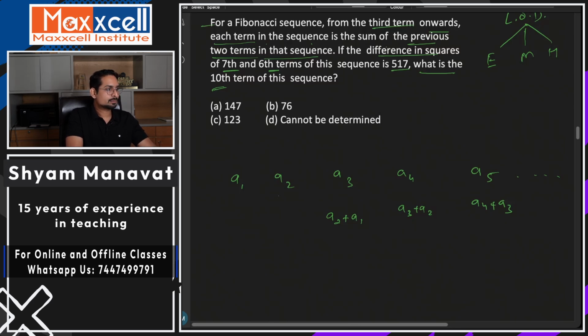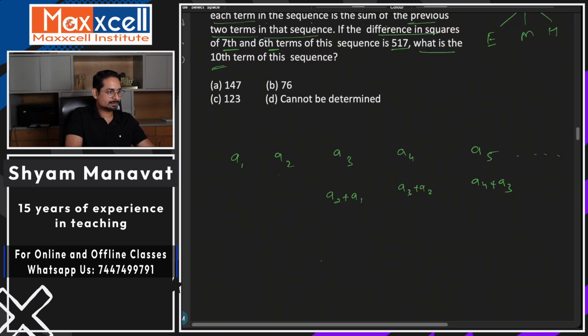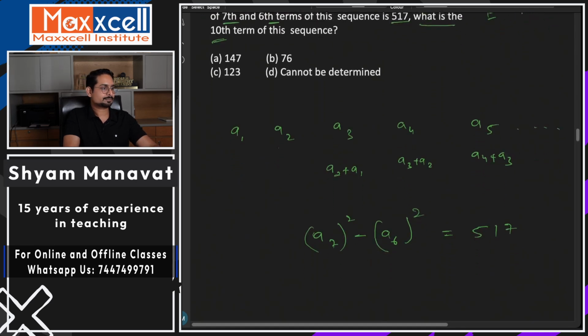Now if you look at the 7th term and 6th term, this is not an AP. This is a Fibonacci sequence, so don't treat this as an AP. The question says to square them, subtract the two, and that should get you 517.